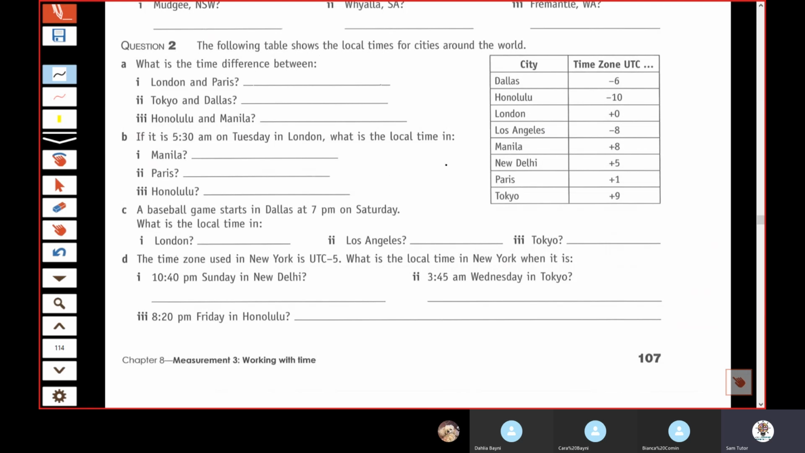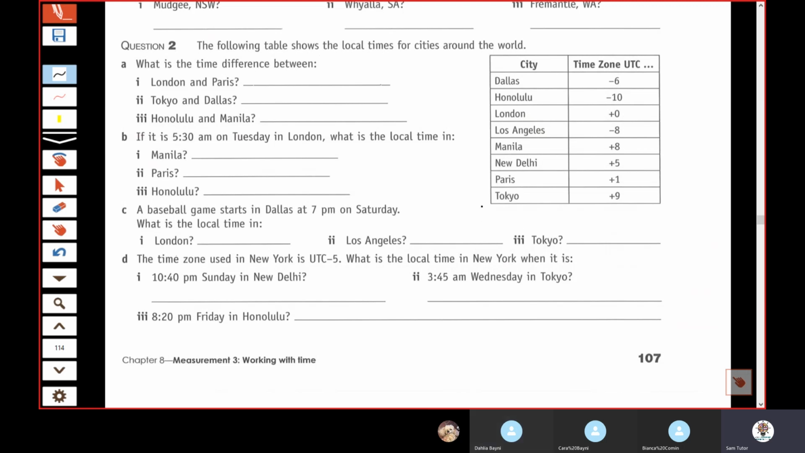Okay, anyone found it? Which city? London. And then how would you read Dallas? It's 6 hours behind. Behind who? London. And then what about Honolulu? That'll be 10 hours behind. And then what about Dallas to Honolulu? Honolulu would be 4 hours behind Dallas? Yeah, correct. Because mine is 10, right?